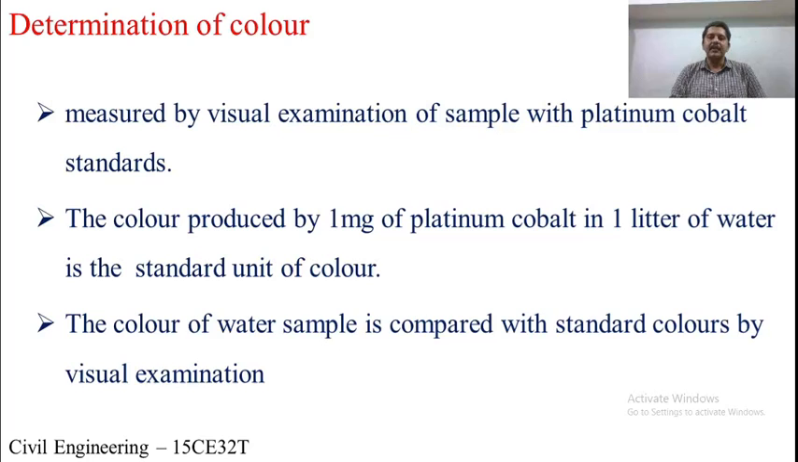In another bottle we add 2 mg of platinum cobalt in 1 liter of water, and the color produced is observed, and that is 2 units of color. Similarly, several such tubes are prepared and kept in the laboratory. If a sample of water is to be examined for color, that sample is brought to the laboratory, and its color is compared with the color of the already prepared samples, and the matching color indicates the unit of color. So that's how we determine the color of the sample.